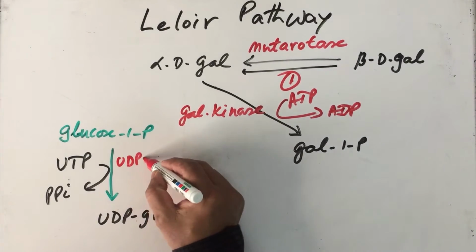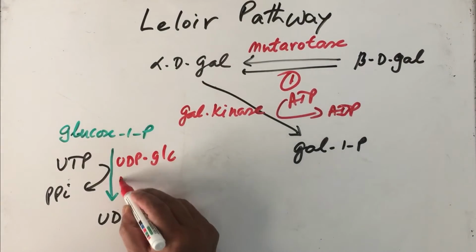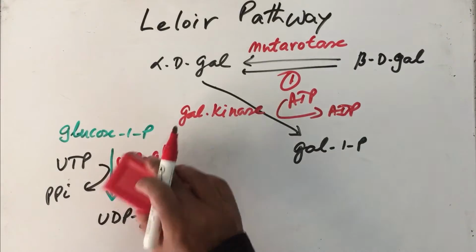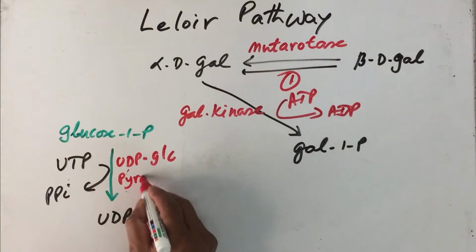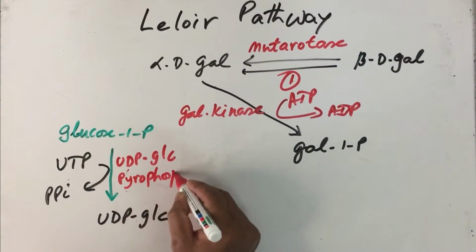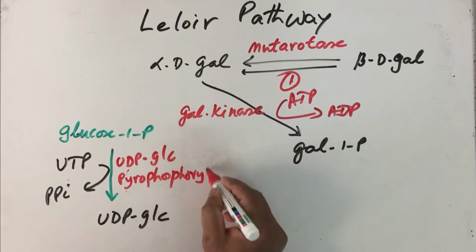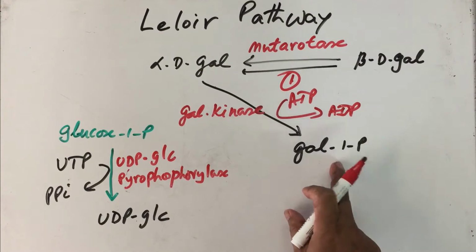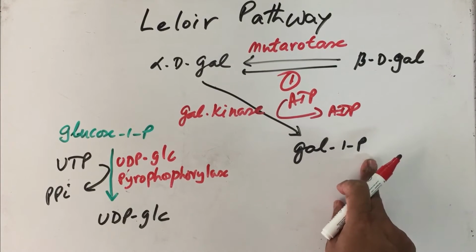The name of the enzyme which will do this conversion is UDP glucose pyrophosphorylase. So this is another important step. You get UDP glucose, which is an energy rich molecule. At the same time you also have galactose 1-phosphate.